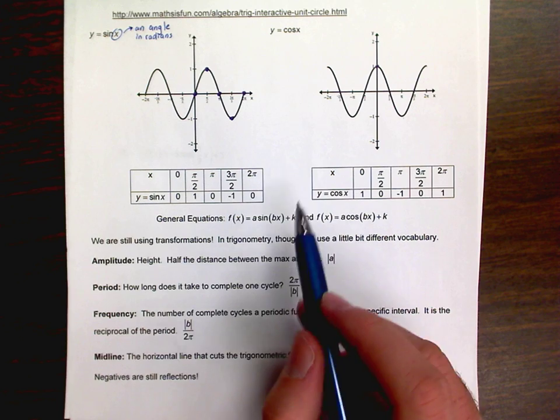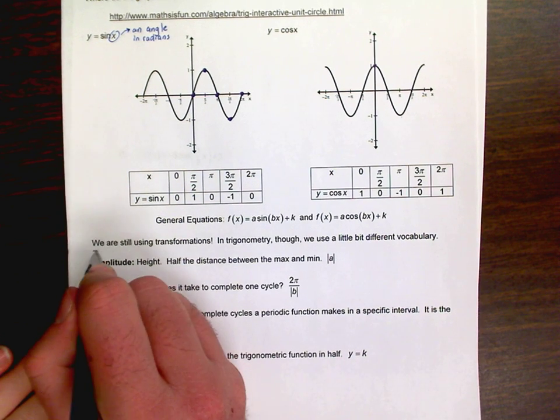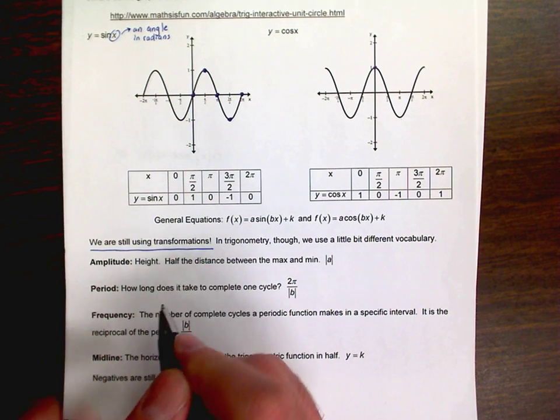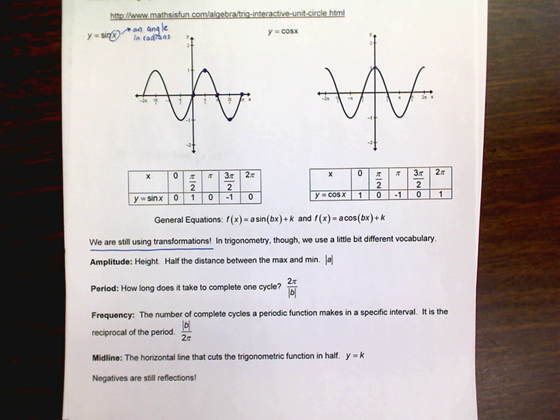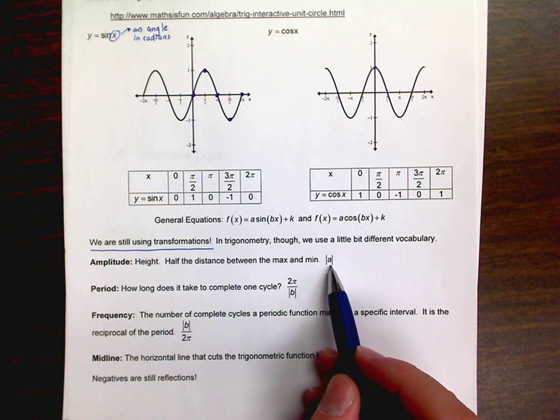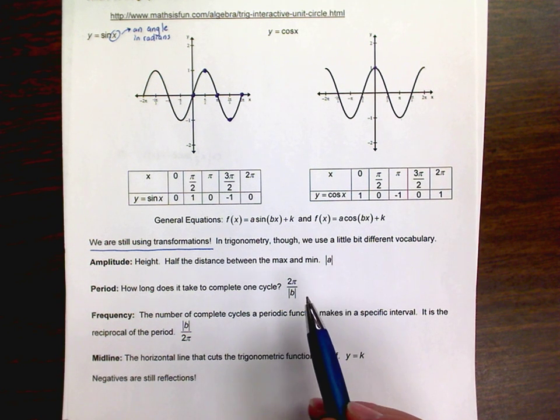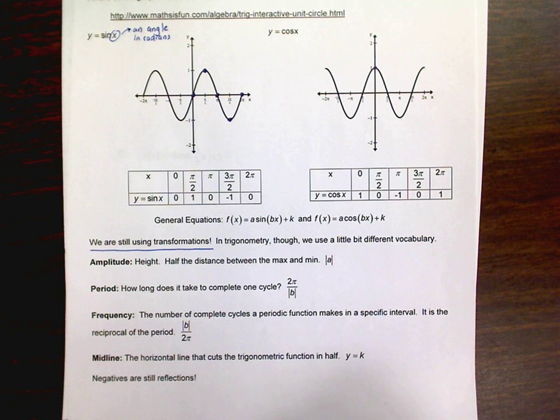All of these, there's an important note here, we are still using transformations. So everything we did with polynomials, like moving left and right, up and down, reflecting, all of that still comes into play. Okay, so you can think of this amplitude like a stretch that we would have with an x squared or some other polynomial. It's going to stretch the wave out.